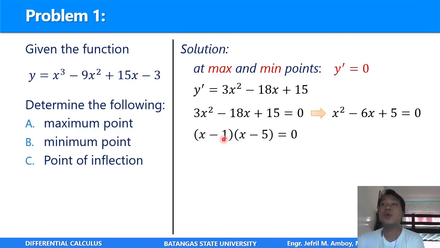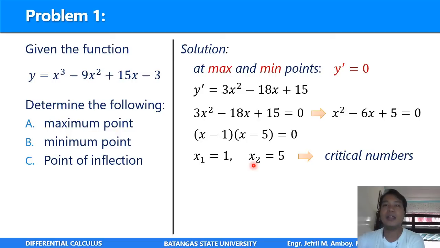Okay? Now, if we solve for the values of x, of course, we'll get positive 1 and positive 5. Okay? So, mayroon tayong makukuhang dalawang values ng x, 1 at saka 5. Now, ano ang tawag dito sa dalawang values na ito? Okay? Kagaya ng nabanggit ko kanina, these values of x that we get when we equate the first derivative to 0 are what we call the critical numbers. Ano? Critical numbers po ang tawag dyan. Kanina yata nabanggit ko critical values. I'm sorry. It should be critical numbers.